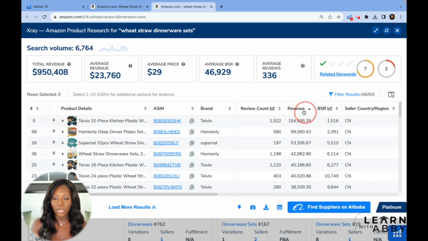And now I can see right next to each other how the revenue is correlating with the reviews. Typically what we see is the higher the revenue, the higher the review count. That's not always the case, but we do tend to see that trend.